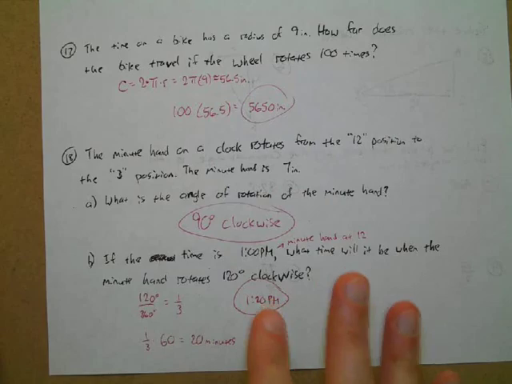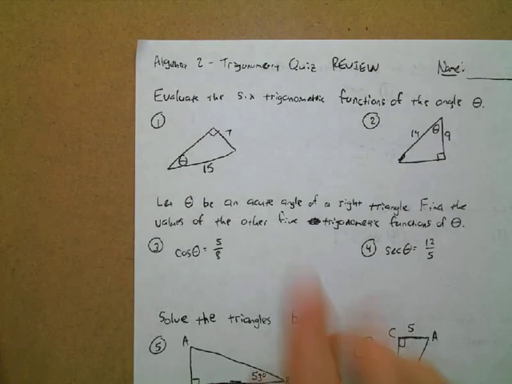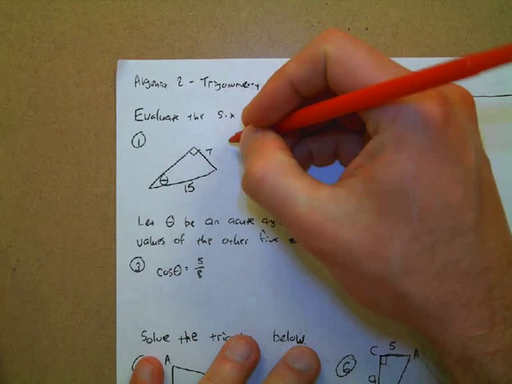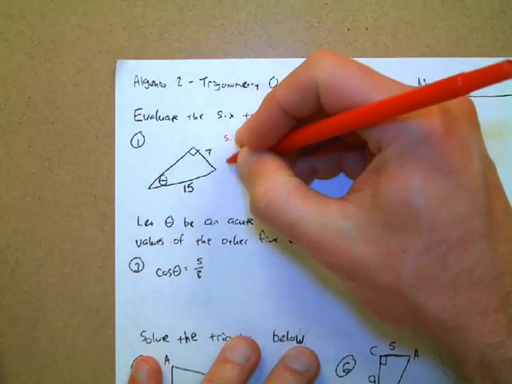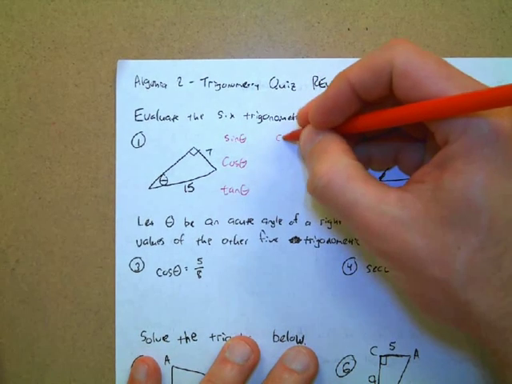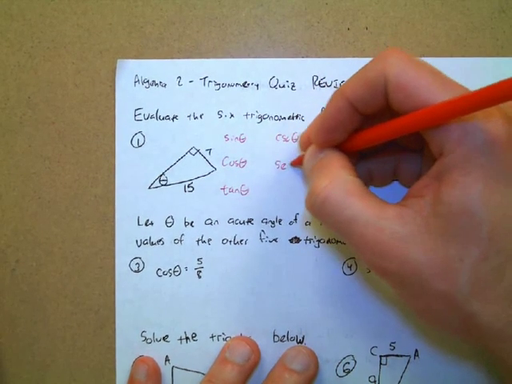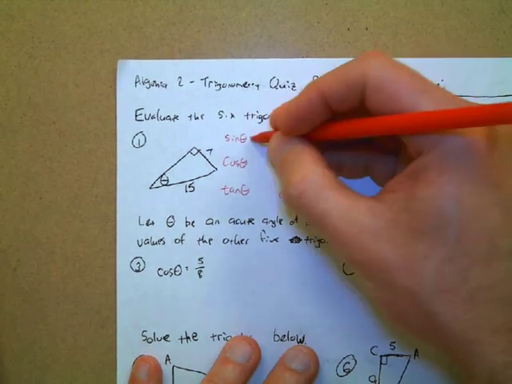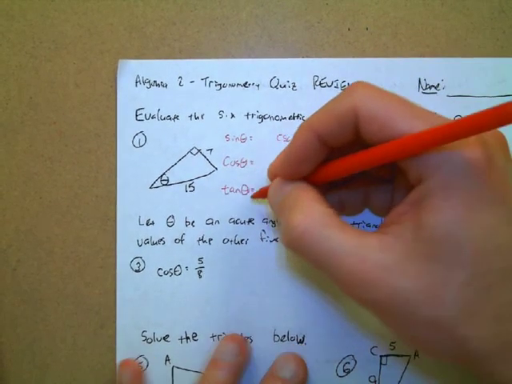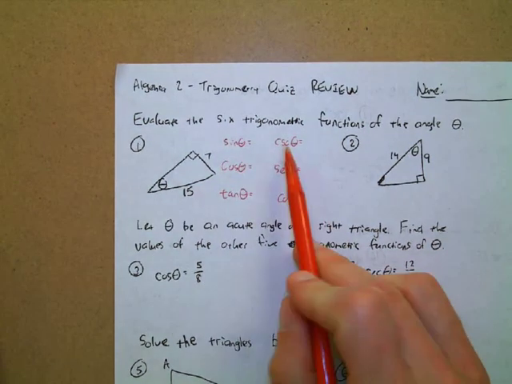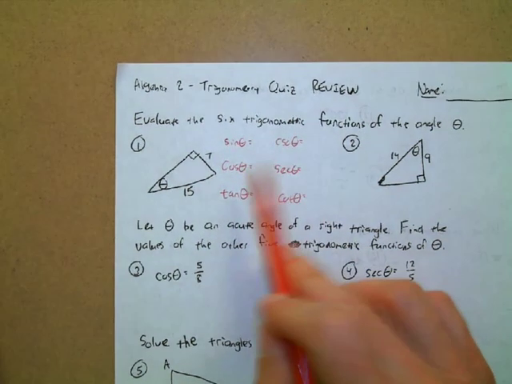All right. Then number 1, here I'm asking you to evaluate the 6 trigonometric functions. That means I want you to find sine of theta, cosine of theta, tangent of theta, and cosecant of theta, secant of theta, and cotangent of theta. I set them up in this way specifically because sine and cosecant are reciprocals, cosine and secant are reciprocals, and tangent and cotangent are reciprocals.